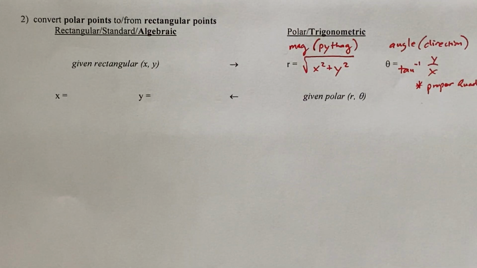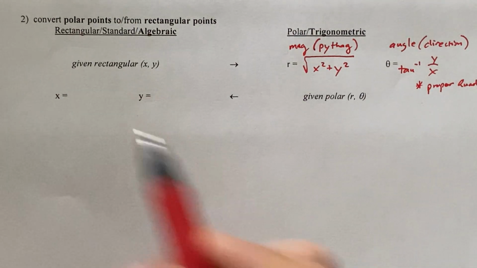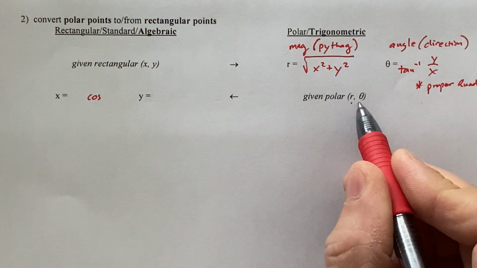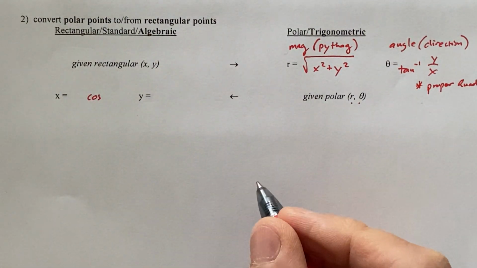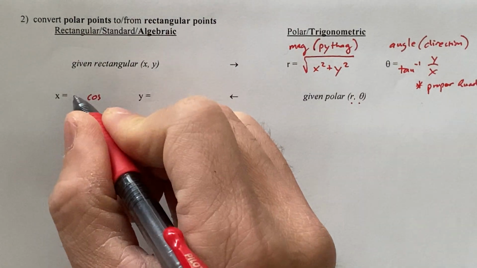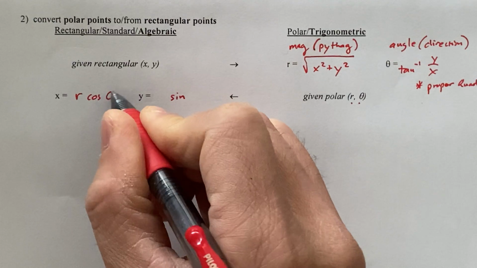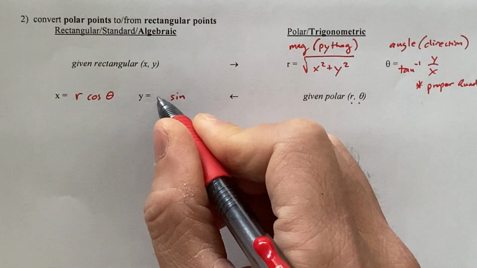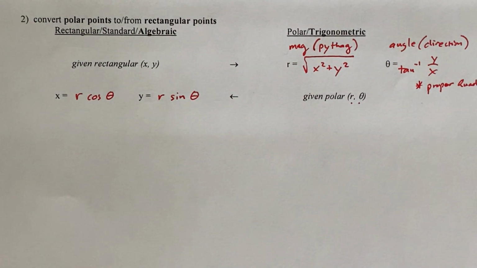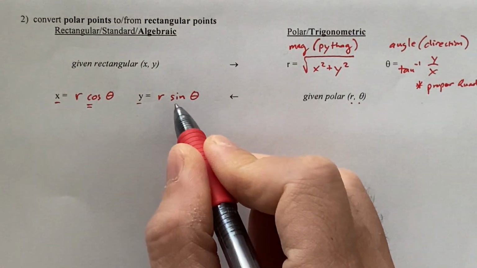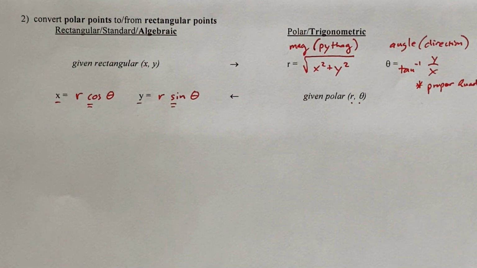Okay. And just like with vectors, x is the same thing as cosine in trig. So if I have r and theta, if I want to find x, all I do is use cosine. And y is the same thing as sine. So it's just a matter of taking r times cosine of theta, and then y is r times sine of theta. Again, alphabetical. X comes before y, c comes before s. Okay, so let's take a look at a couple of examples.